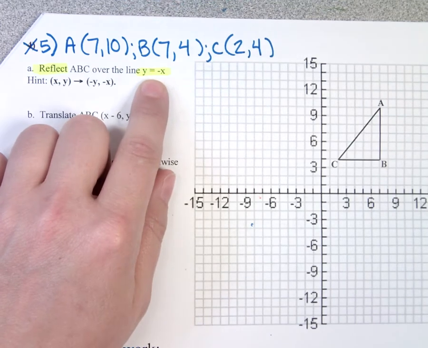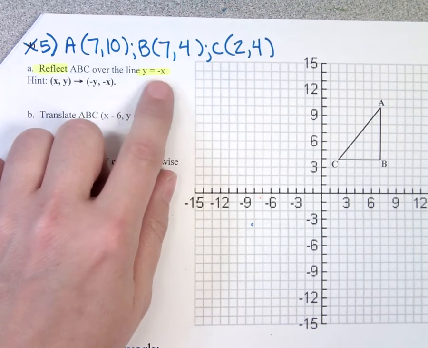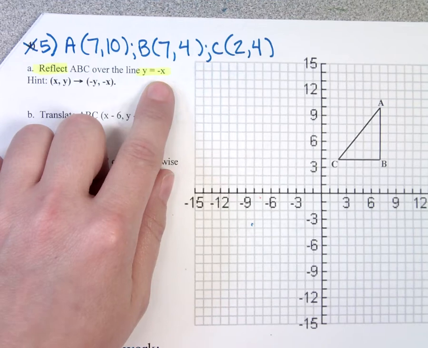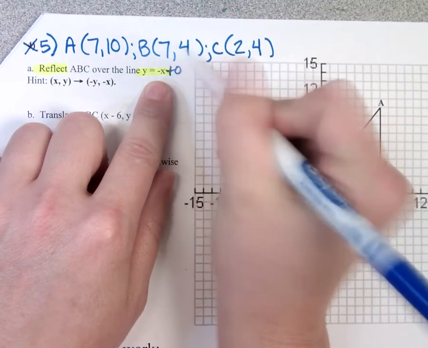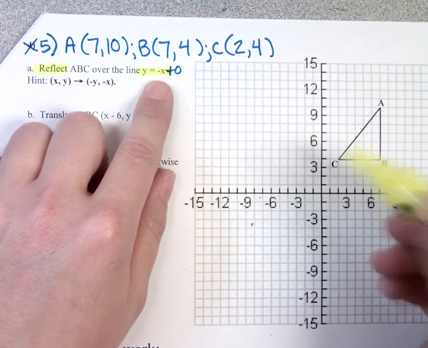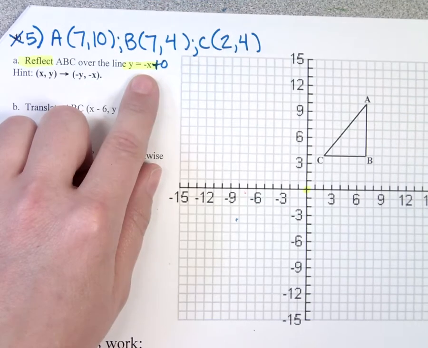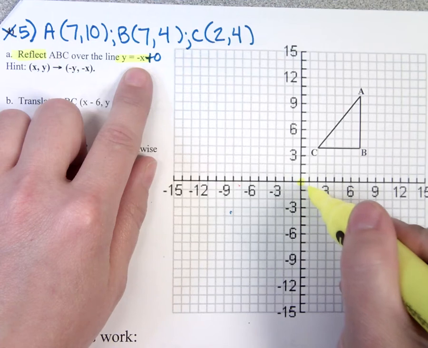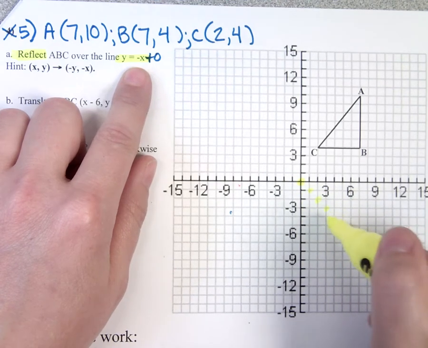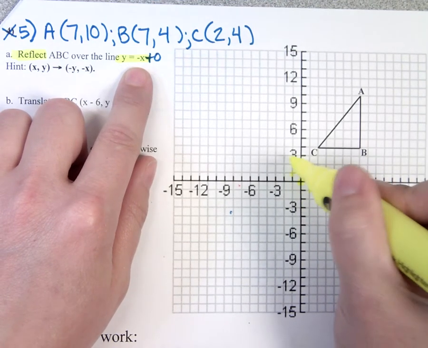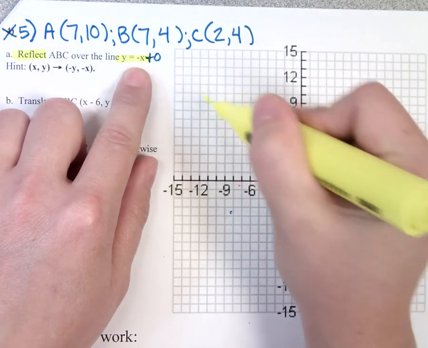Is this going to be a diagonal line? Yep. As long as you've got the y and the x, it's diagonal. What's this one's y-intercept? 0. Okay, so I'm going to plot my y-intercept at 0. And then what's the slope this time? -1. So that means I'm going to go down 1, right 1, down 1, right 1, or up 1, left 1, up 1, left 1.